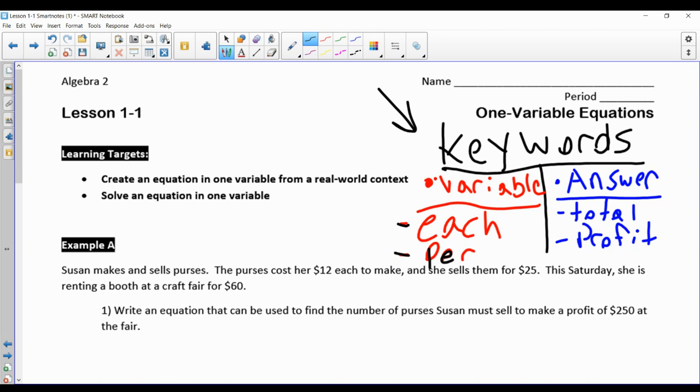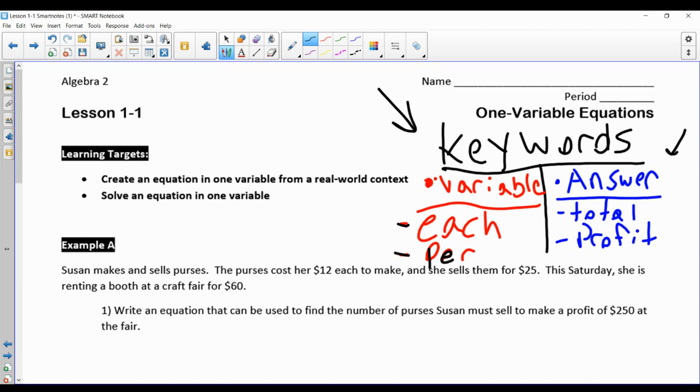Okay. The next key thing you want to understand is that your answer, which is typically given to you in these problems, is always going to be denoted by another keyword like total or profit. Okay, these are going to help guide you in telling you where certain things go within the problem. Now, once we get into the problem, once I go through one of these with you, hopefully these keywords start to make sense, but they're going to be key things you want to look out for.